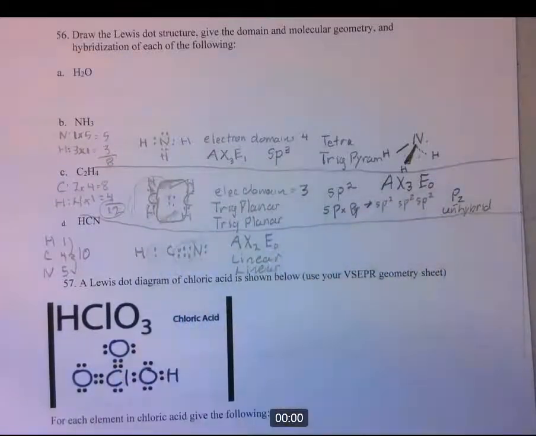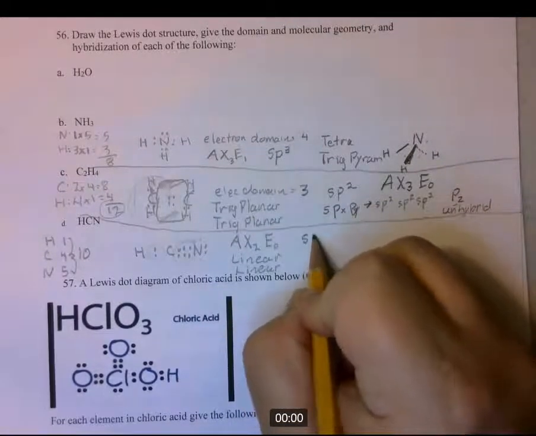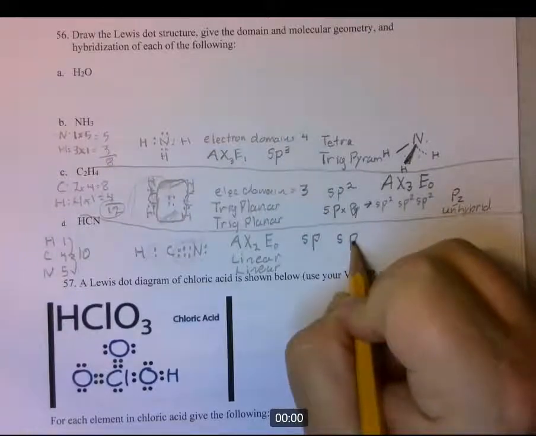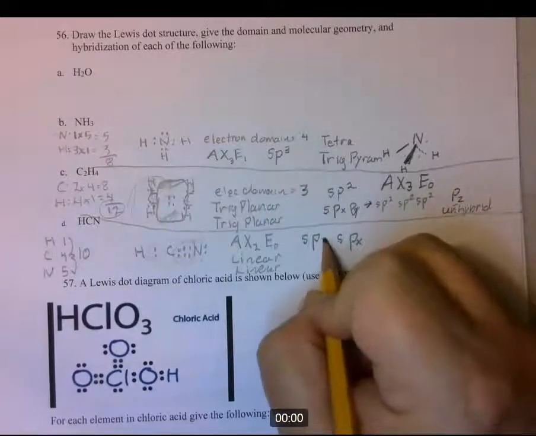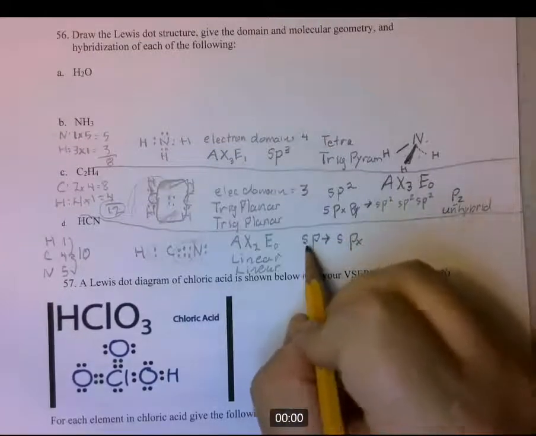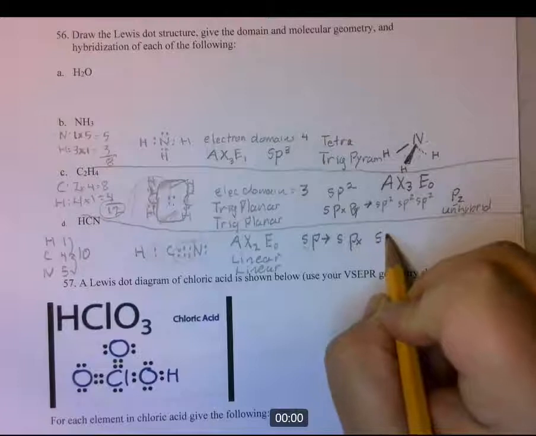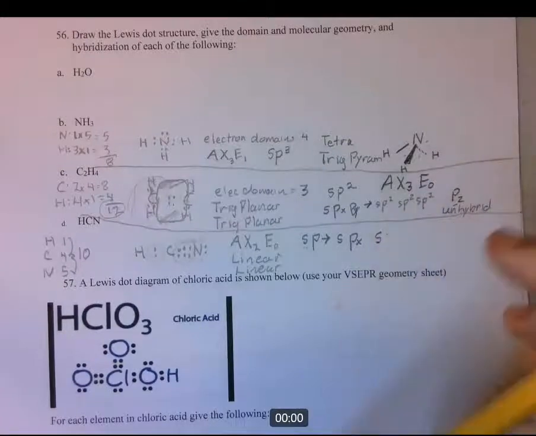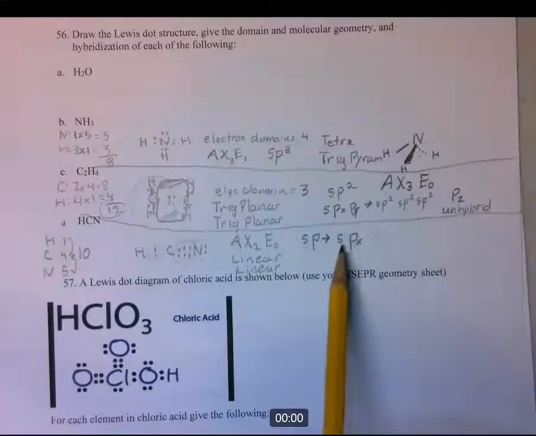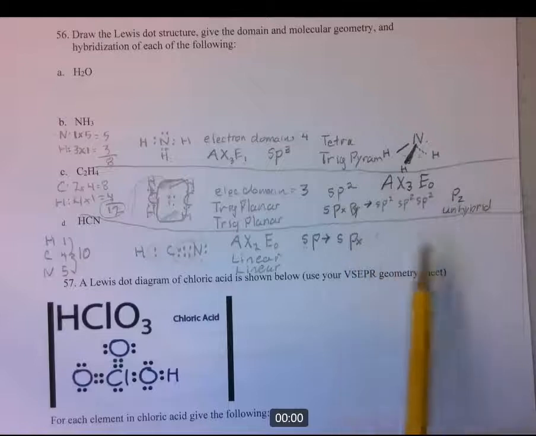It actually is a straight line. It's sp. Again, that's going to be S and a px. That's how you break that down. And you're going to end up with 2 of those. If you start off with 2 orbitals, you end up with 2 orbitals. So S, px. So there's 2 orbitals right there, and they form an sp orbital.